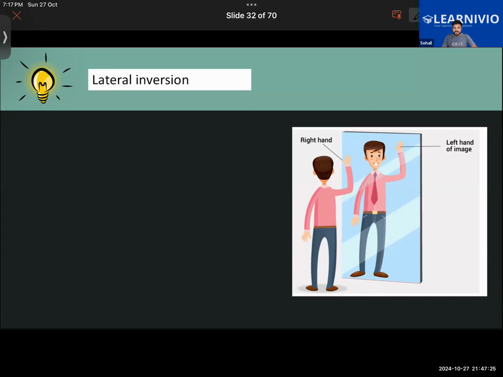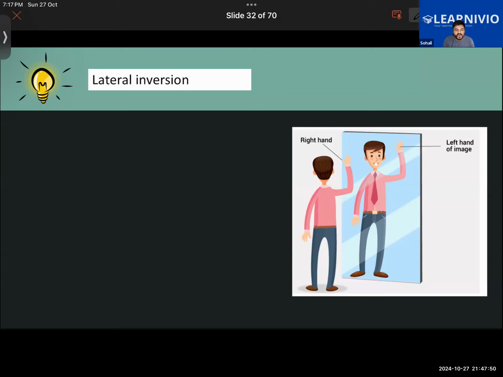Okay. So lateral inversion, we're going to learn about this one now. Lateral inversion basically says that whenever an image is formed in a plane mirror, the left side of the object appears to be at the right side of the image, and vice versa. The right side of the object will appear to be on the left side. Right, now that is one thing.